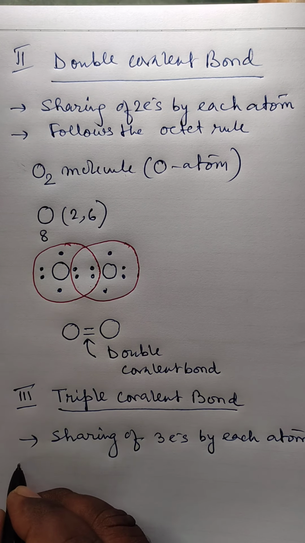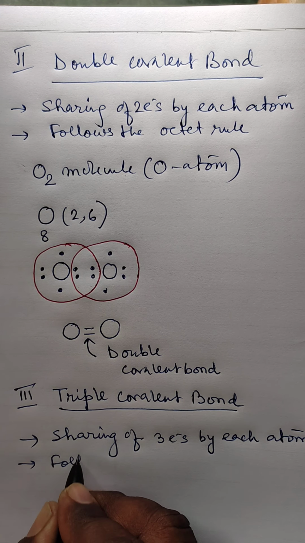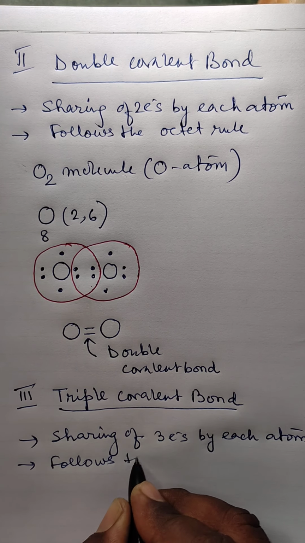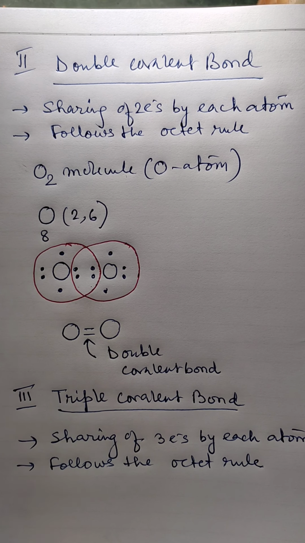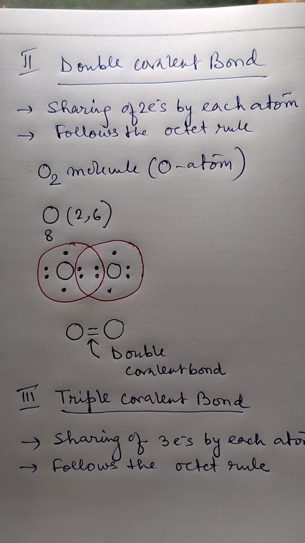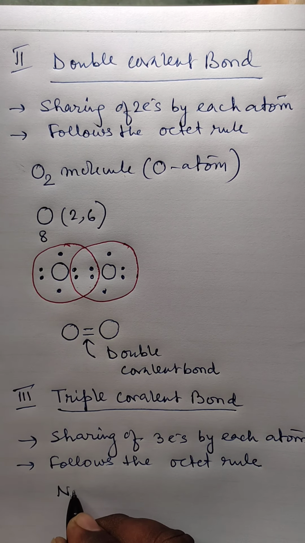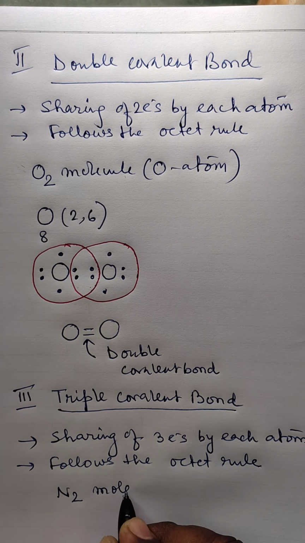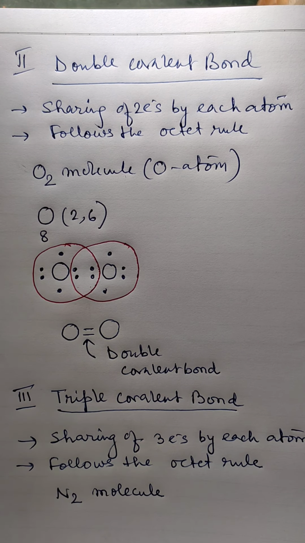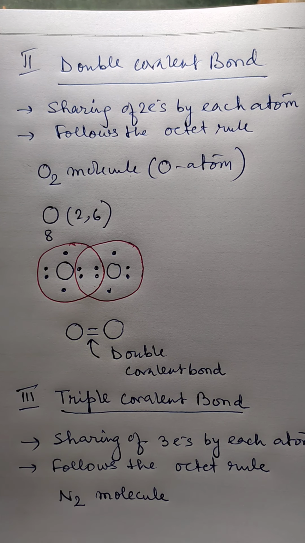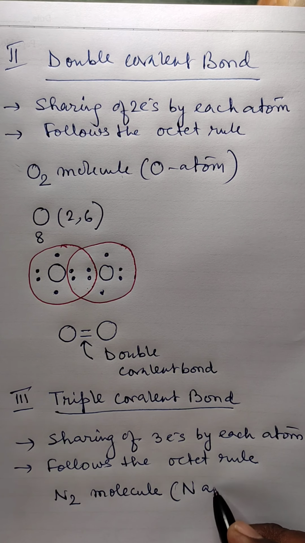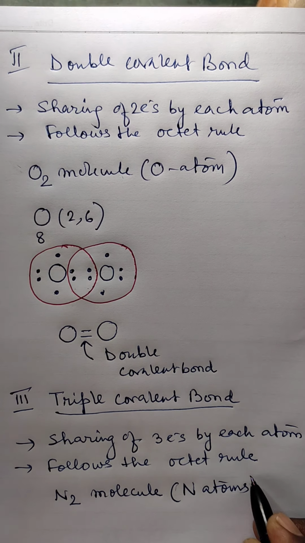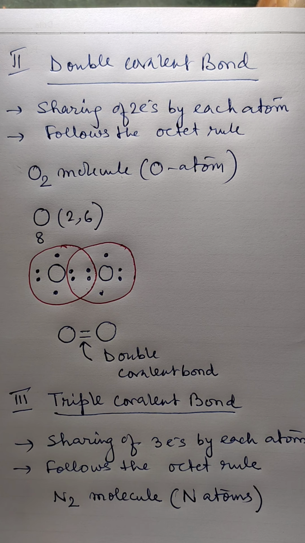Next is, here also it follows the octet rule. The example here we have is the nitrogen molecule. Okay, because the nitrogen molecule is made up of nitrogen atoms.